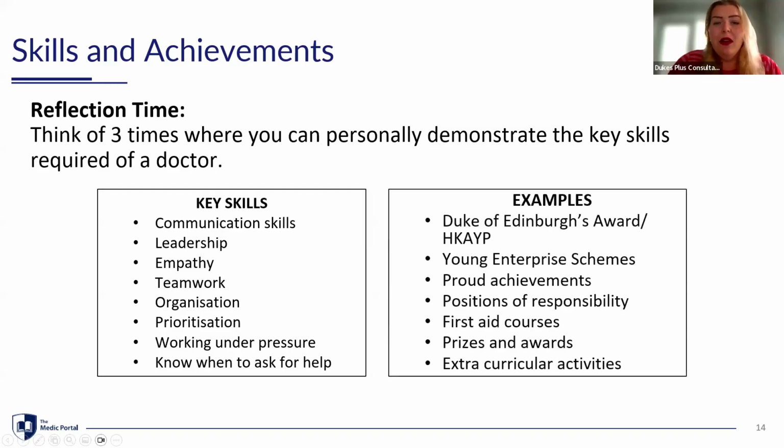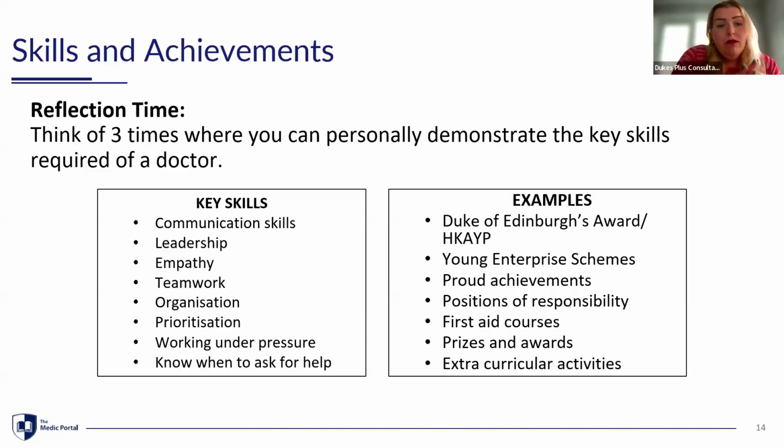Okay, so here are some examples. So it could be Duke of Edinburgh Award and those extracurricular activities, or it could be first aid courses or some positions of responsibility in school to demonstrate things such as leadership and teamwork. So these key skills don't have to come from the biology or chemistry classrooms or come from work experience. It could be from other facets of your life, both in an extracurricular sense and a supercurricular sense.